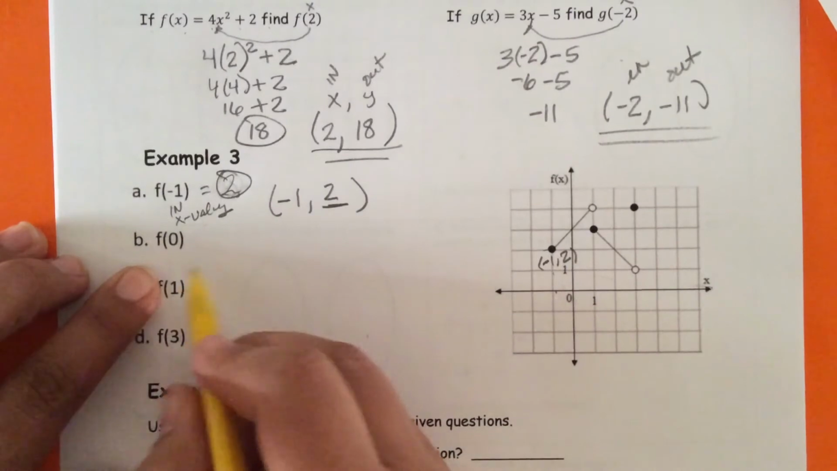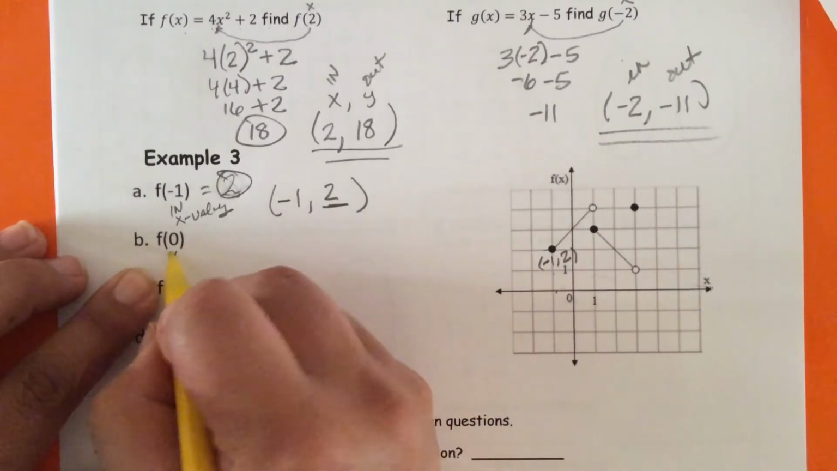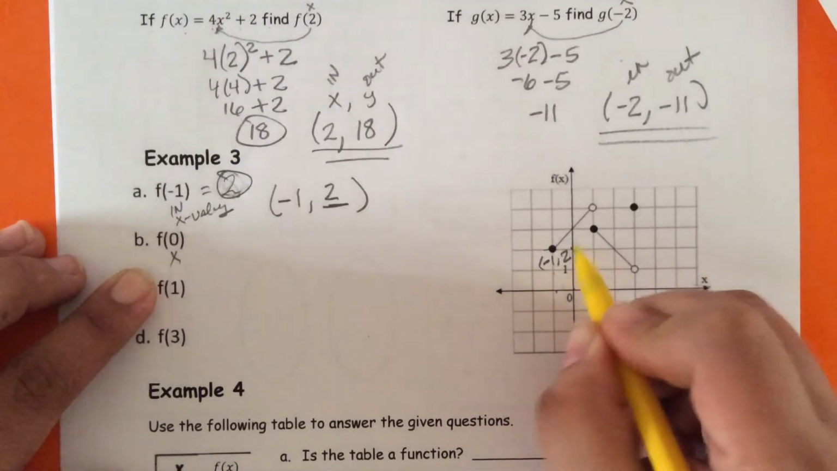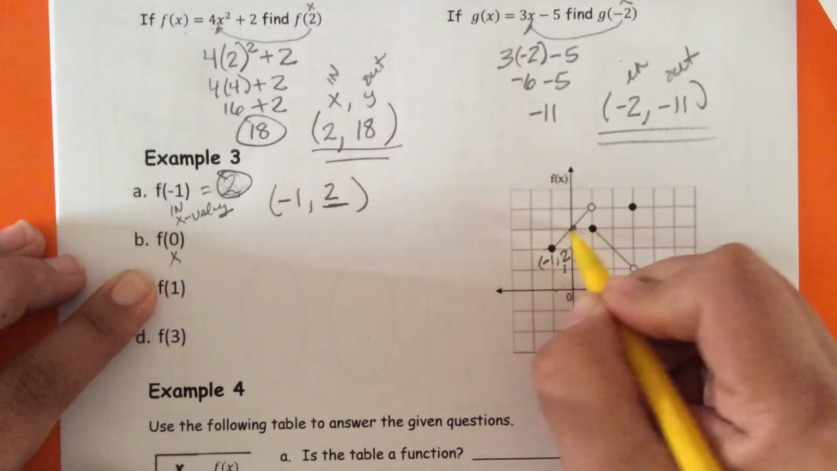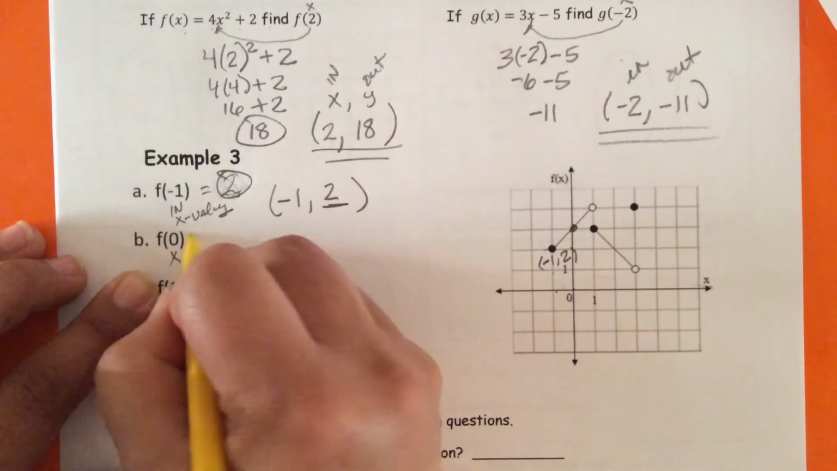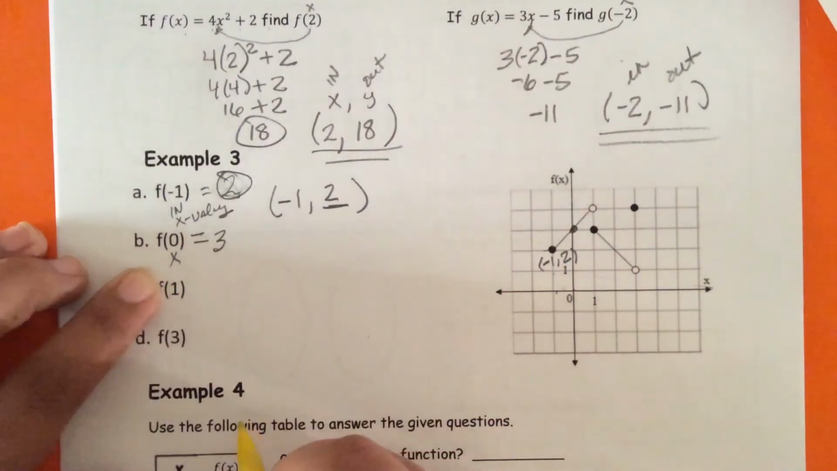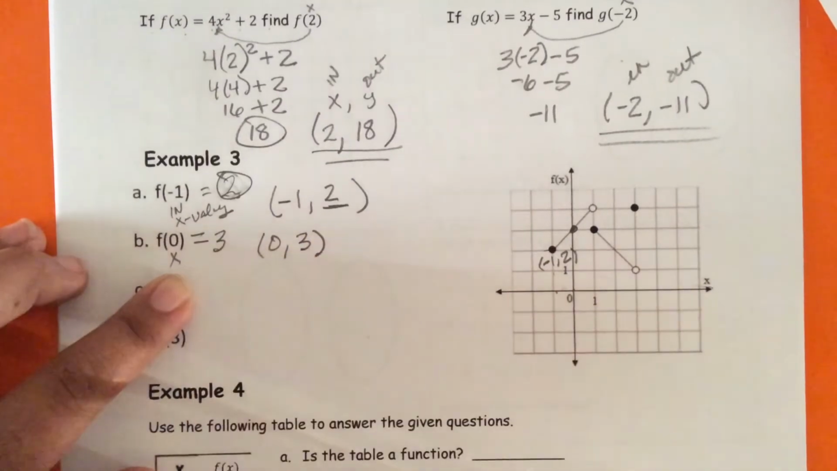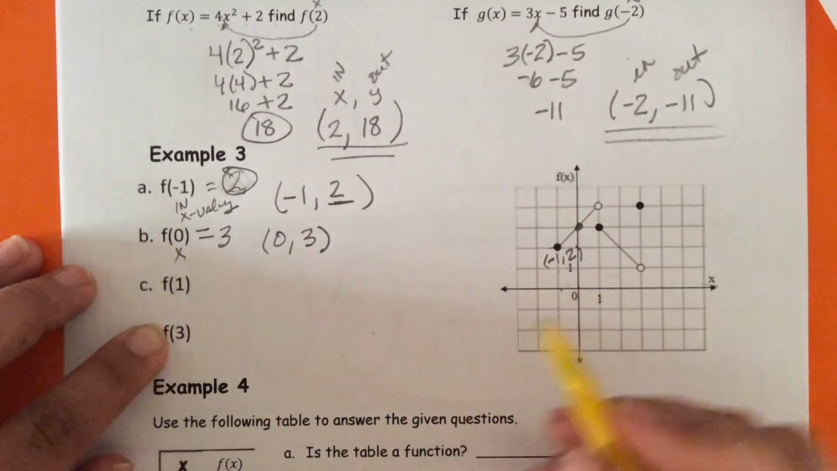Okay, f of 0. So that's your input. So you go to 0. And then you go 1, 2, 3. So right here is the point that I'm looking for. So the output is 3. So that's one way you can write it. The other way is 0, comma 3. That's the other way.